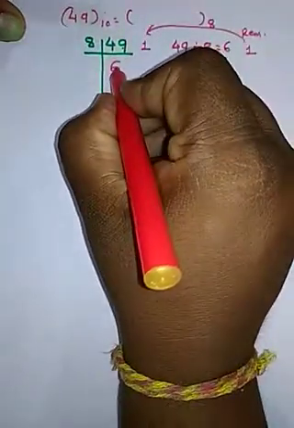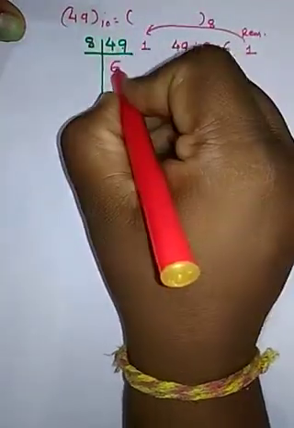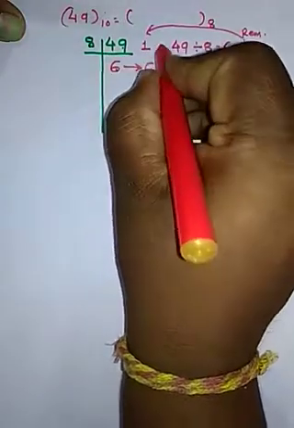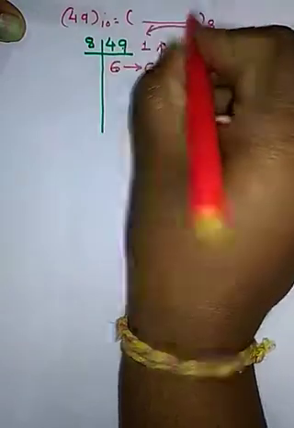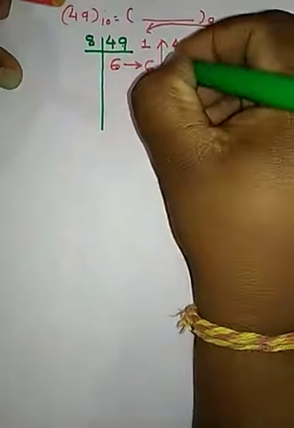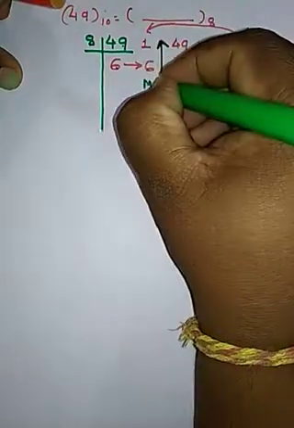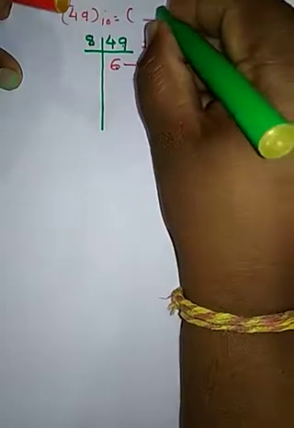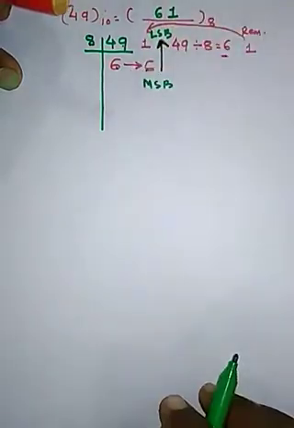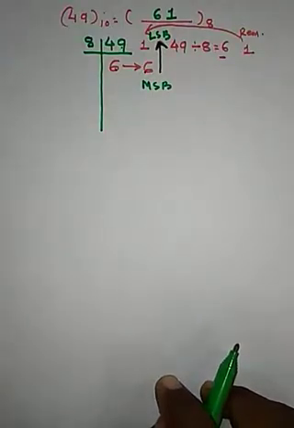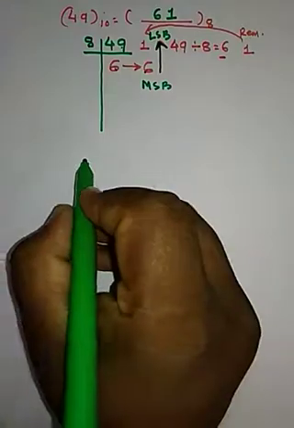See here, this number is less than 8. આ નંબર 8 કરતા નાનો છે, so stop here, take it out. Okay, so show the arrow from down to up. This is the MSB, this is the LSB. What is the answer? 6-1. So what is the octal of 49? It's a 61. Take another example.